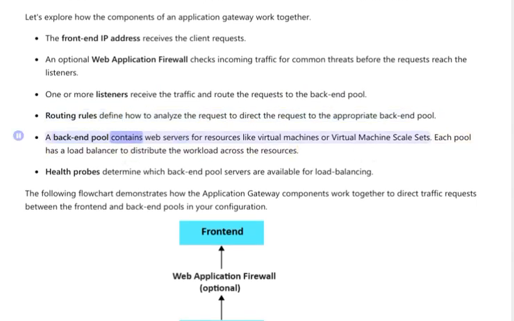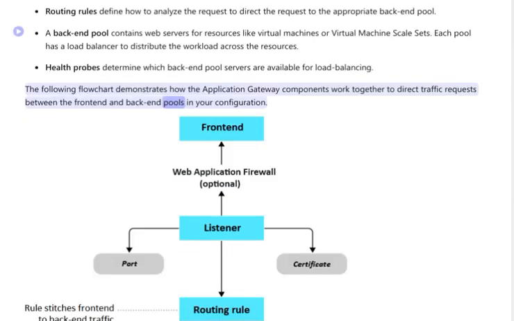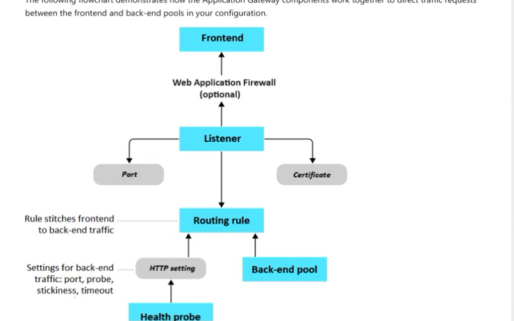A backend pool contains web servers for resources like virtual machines or virtual machine scale sets. Each pool has a load balancer to distribute the workload across the resources. Health probes determine which backend pool servers are available for load balancing. The following flowchart demonstrates how the application gateway components work together to direct traffic requests between the front-end and back-end pools in your configuration. Front-end IP address.